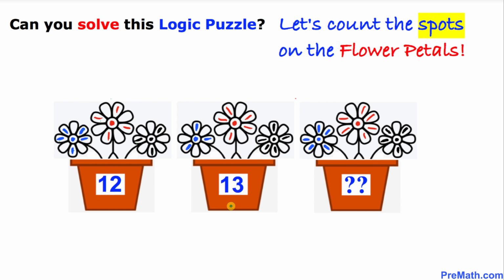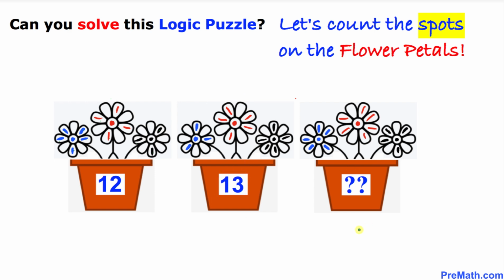And now let's focus on the middle one. And over here we can see on the left hand side this flower has 3 spots. The middle one has 5 of them, and the right hand side has 5 as well. If we add those, we are going to get 13.